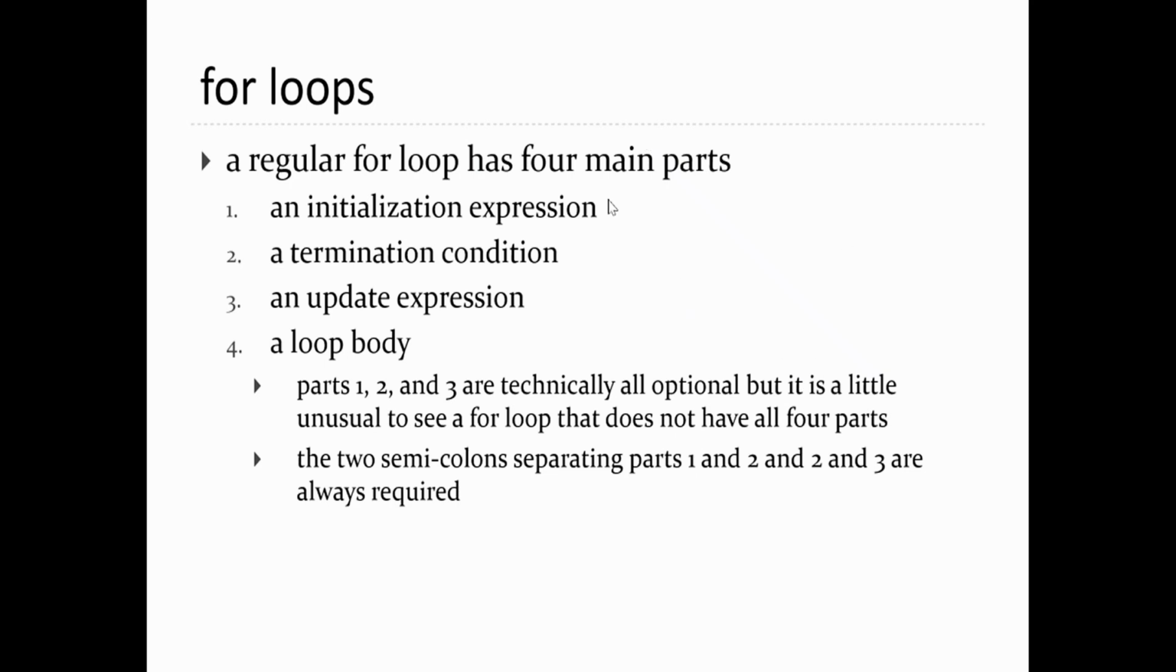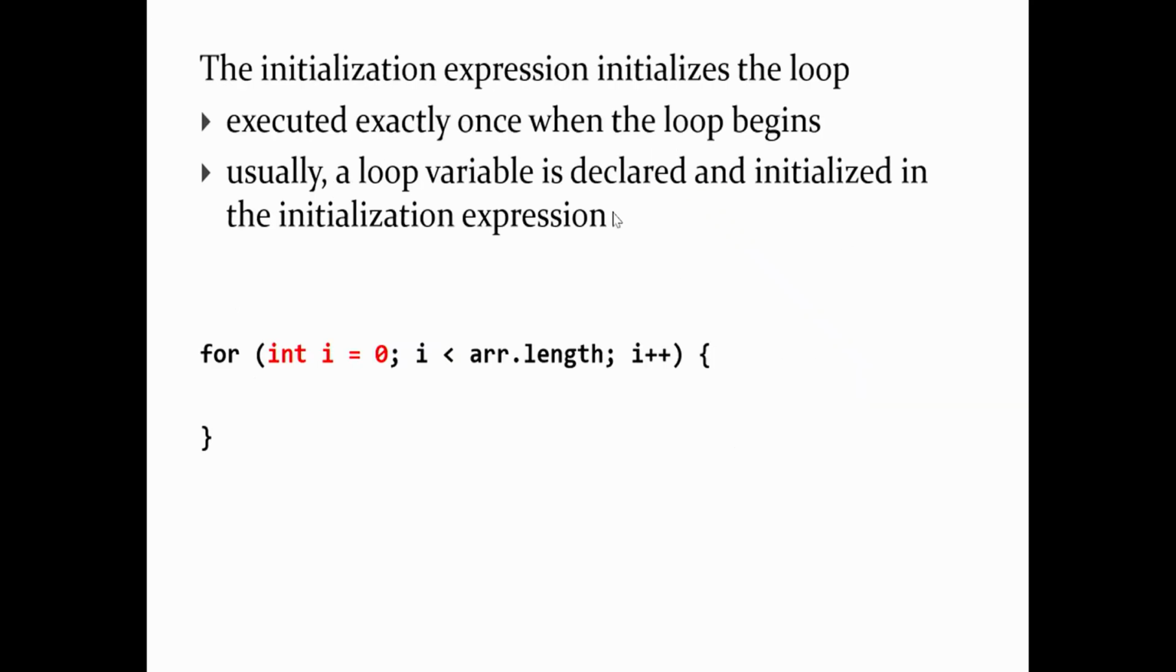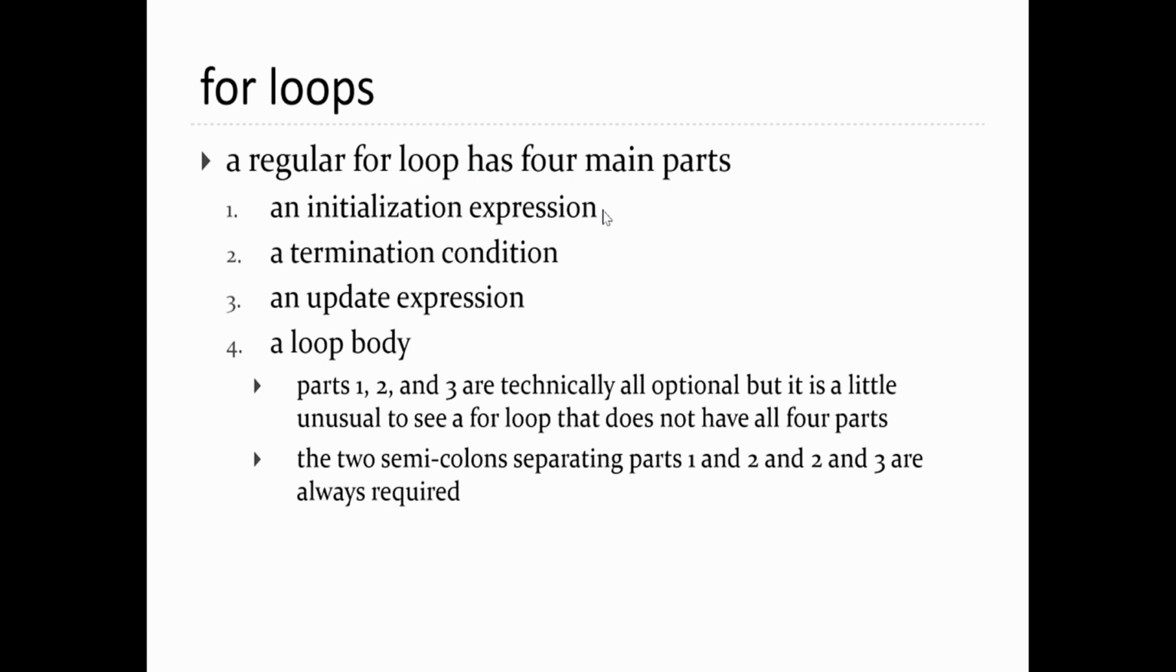Part 1 is the initialization expression. I'm going to go through this one step at a time. Part 2 is the termination condition. Part 3 is the update expression, and then 4 is the loop body. Now, in Java and C, 1, 2, and 3 are all optional, so they don't have to be there. But it's kind of unusual to see a loop that doesn't have everything in it. Every loop needs a body, so there's no way to write a loop without a loop body. And the 2 semicolons separating parts 1, 2, and 3 are always required.